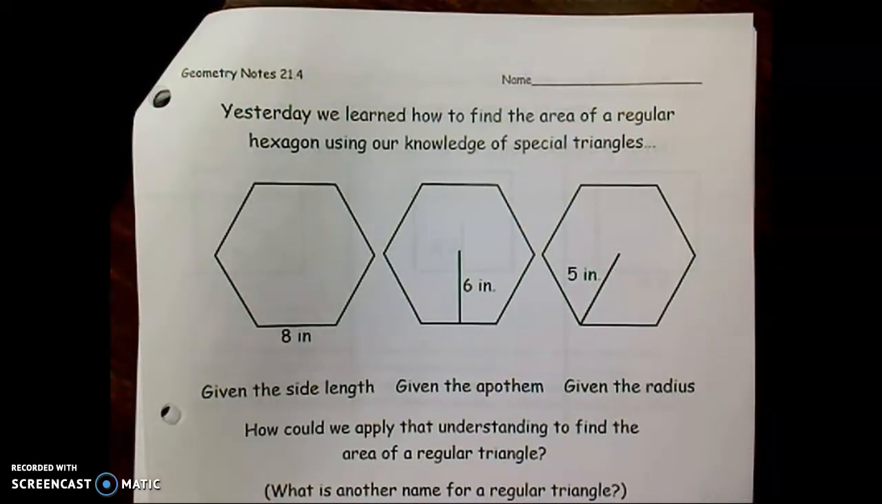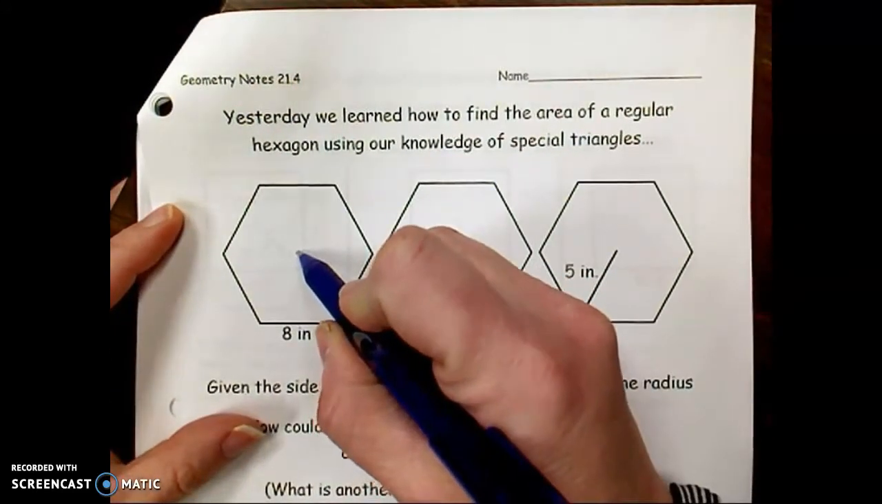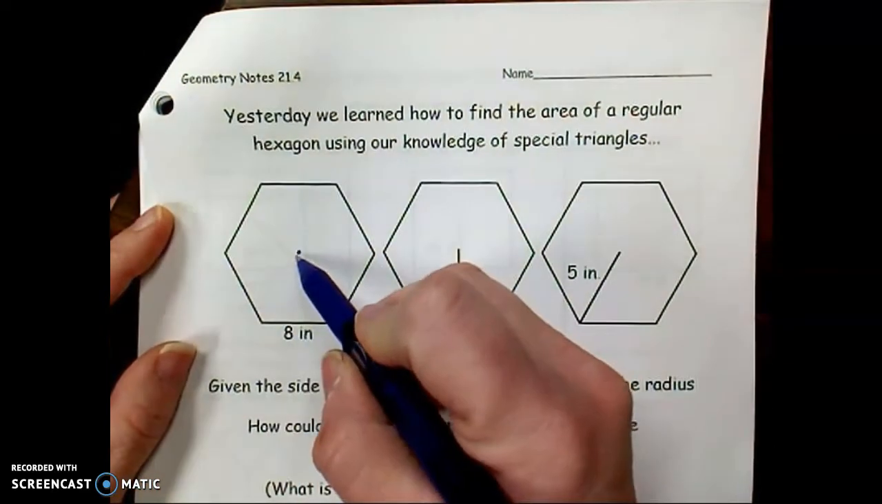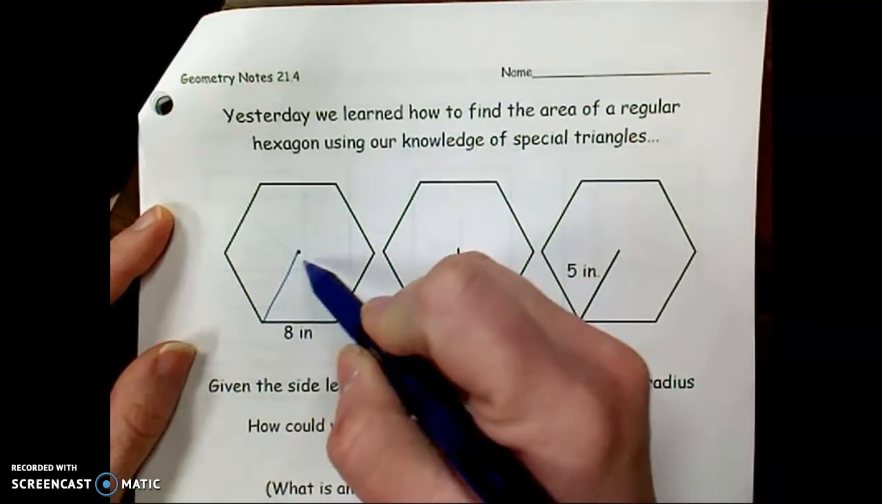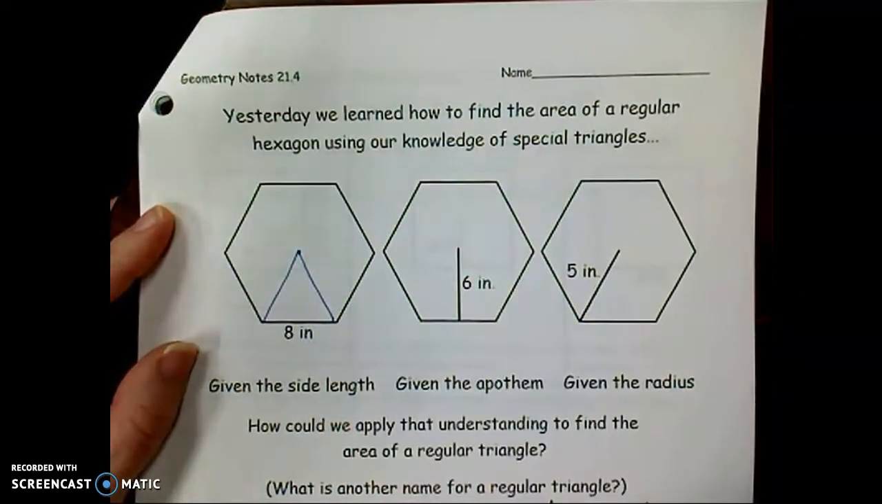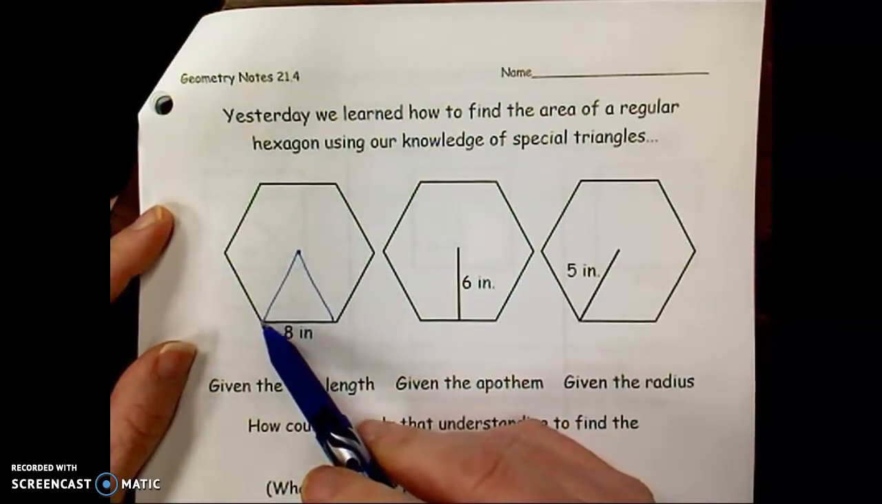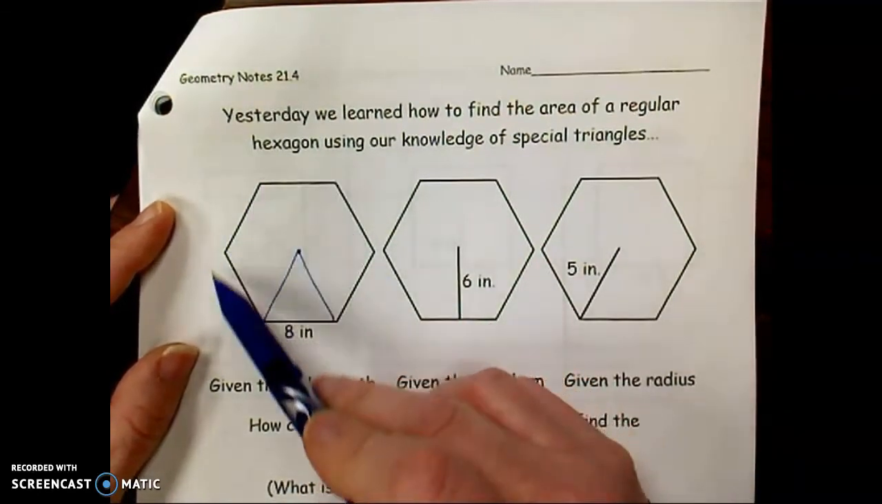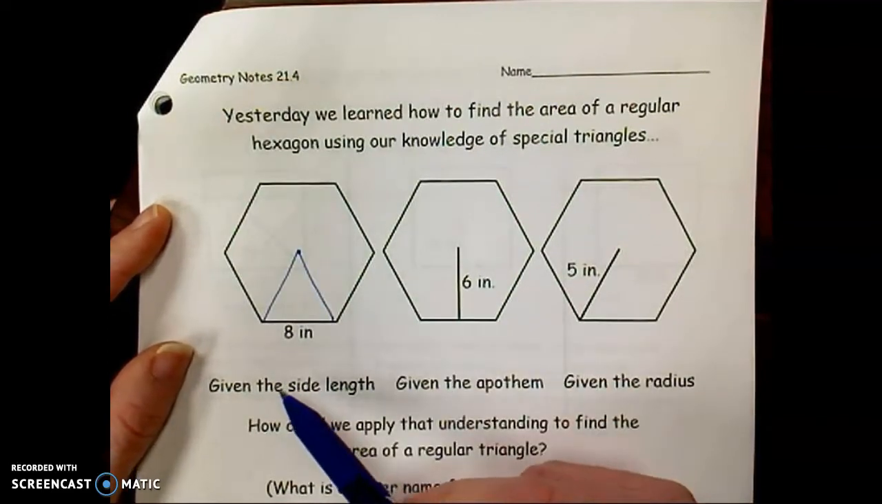In lesson 21.3, we learned how to find the area of a regular hexagon using our knowledge of special triangles. The special triangle you created was the 30, 60, 90. And remember, we talked about how this is called the center of the polygon, just like it's the center of a circle. And when we draw a radius, which is what it is called when you make a segment from the center to a vertex of the polygon, it's the radius of the circumscribed circle as well.